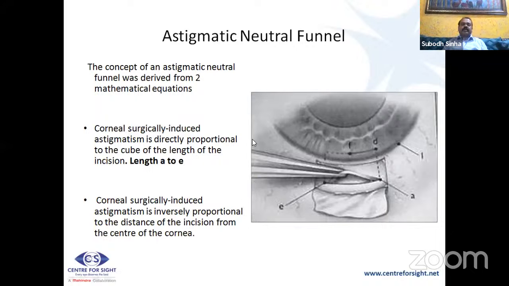Now there is the concept of the astigmatic neutral funnel. Here, if you look at the different dimensions of the tunnel, this is the length of the tunnel, and this is the width of the tunnel. Surgically induced astigmatism is directly proportional to the cube of the length of the incision. The more the length, the more surgically induced astigmatism. Whereas it is inversely proportional to the distance of the incision from the center of the cornea. So more width means less astigmatism, more length means more astigmatism.